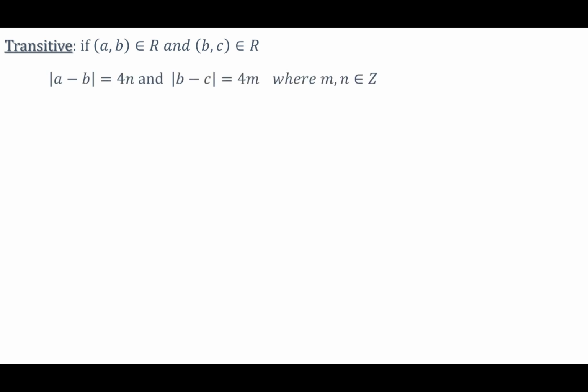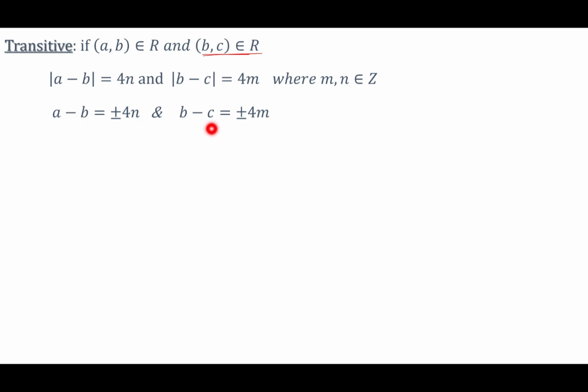Next one, transitive. We have to show that the given relation is transitive. If (a, b) belongs to R and (b, c) belongs to R, as per the relation, (a, b) belongs to R means |a − b| = 4n, and (b, c) belongs to R means |b − c| = 4m, for some m, n belonging to the positive integers. Now, if I remove the modulus, a − b = ±4n and b − c = ±4m.